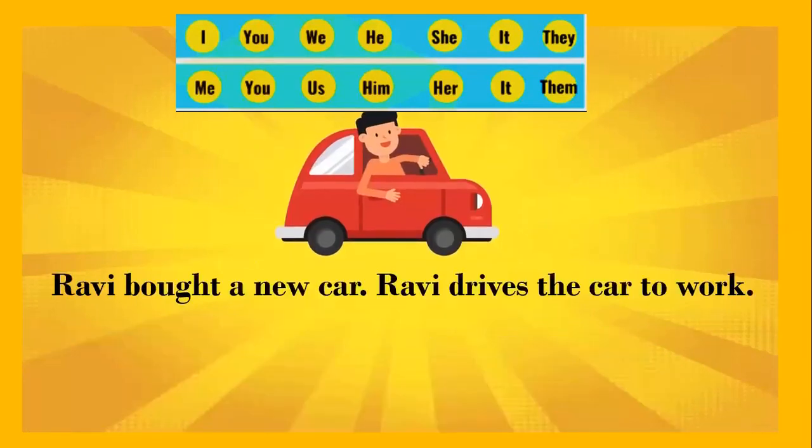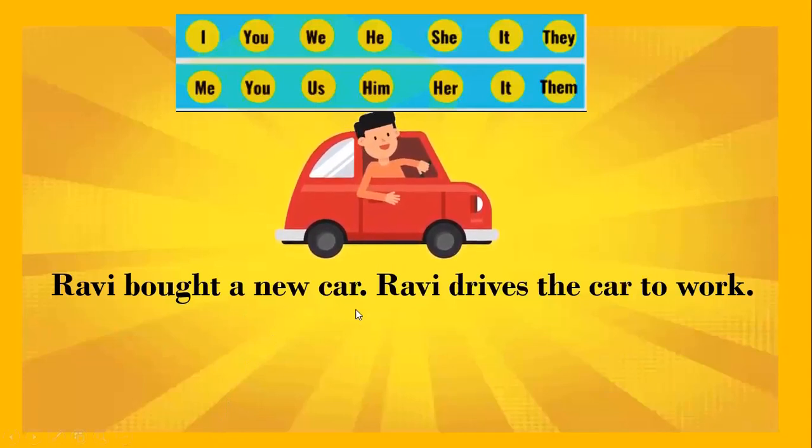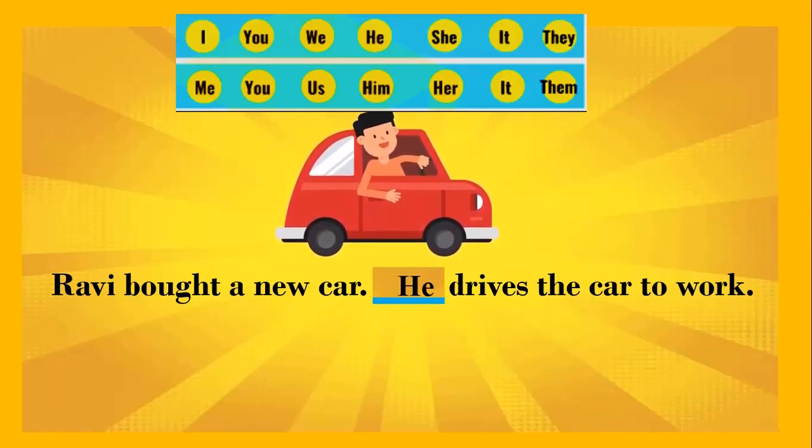What about this sentence, children? Ravi bought a new car. Ravi drives the car to work. Here, let's replace the name Ravi in the second sentence with the personal pronoun he. That's right, children. Now we can also replace the object of the second sentence, which is the car, with the personal pronoun it, because a car is an inanimate object.